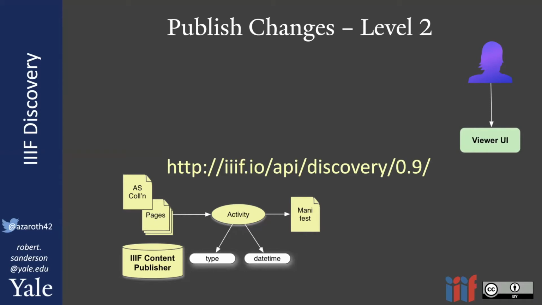So this is the core of the Discovery API, which is now at 0.9 and very soon to go to 0.9.1 with a few minor changes that have come up since we published the first beta.